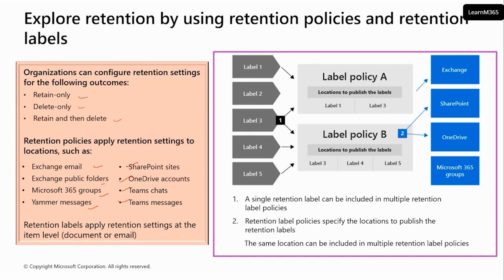So here you can see there is an example. First of all, we have label policy A, and here we have label policy B. In that we have label 1, label 3. In that we have label 3, 4, 5, and this is applicable for different SharePoint, Exchange, OneDrive. It means a single retention label can be included in multiple retention label policies. Retention label policies specify the locations to publish the retention labels. The same location can be included in multiple retention label policies. So this is how it works.